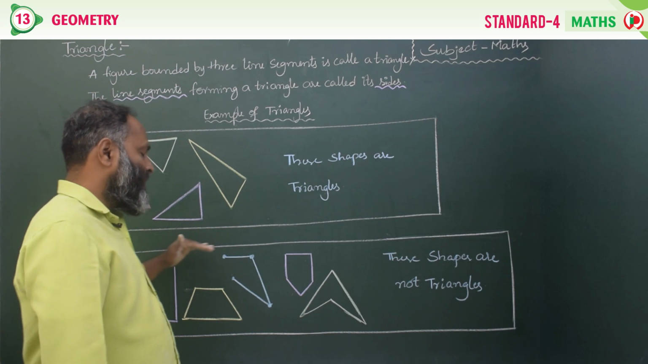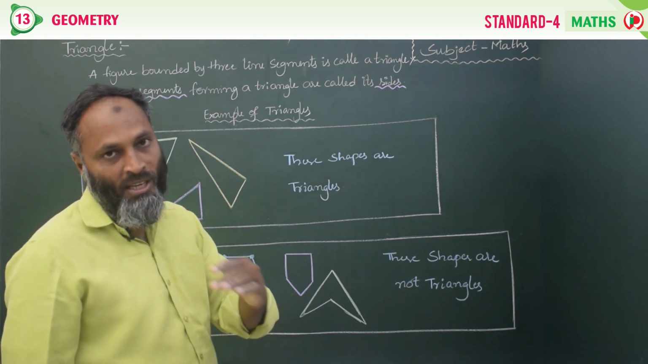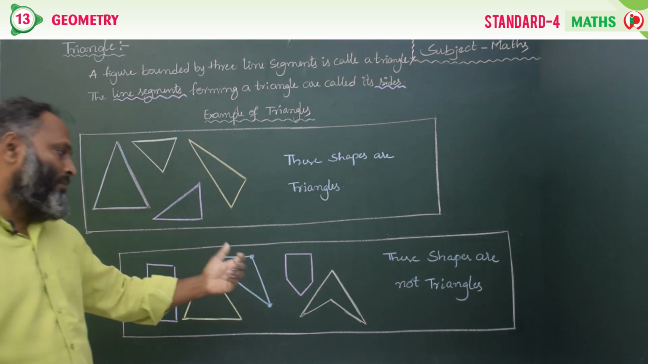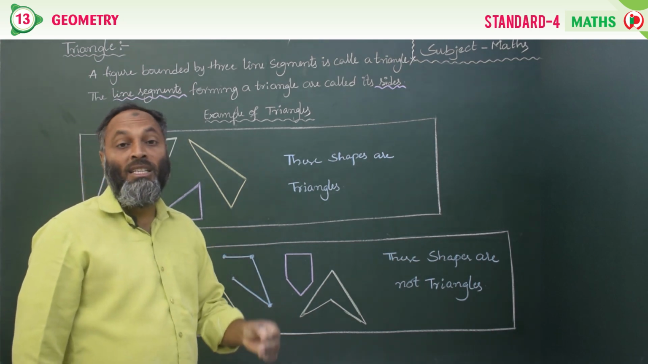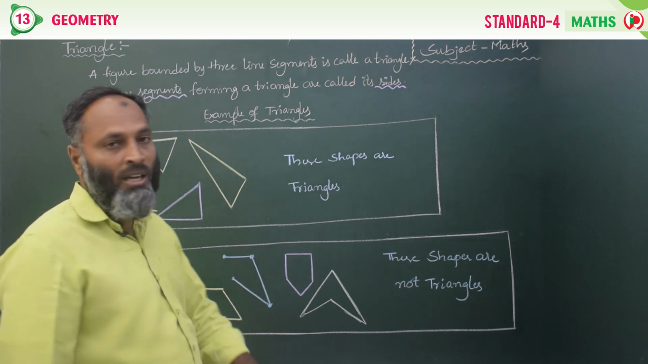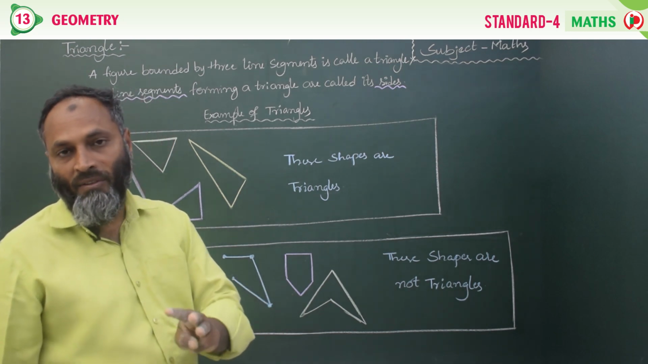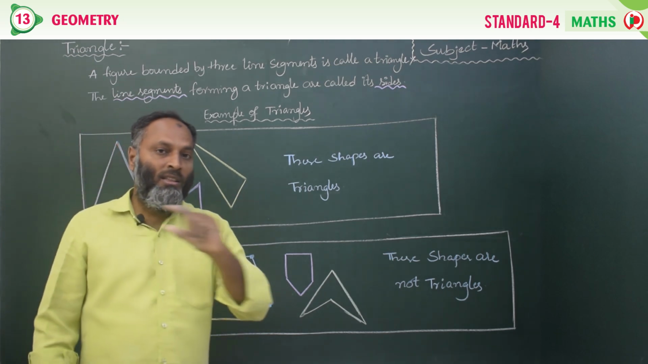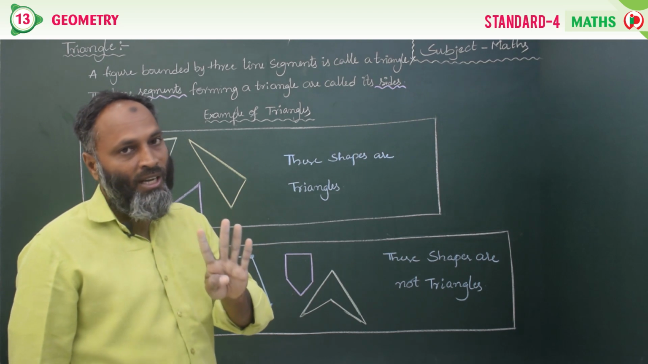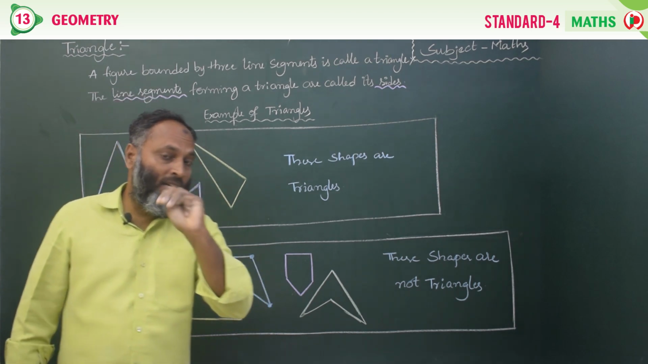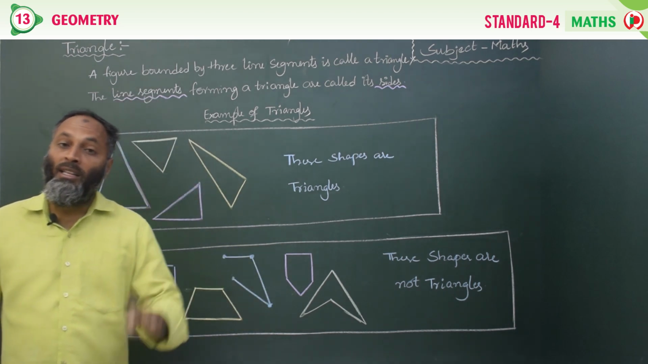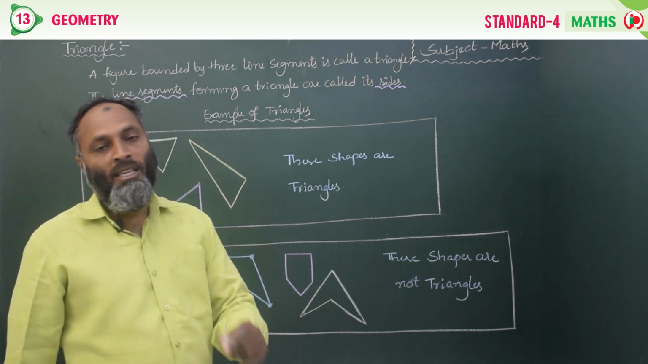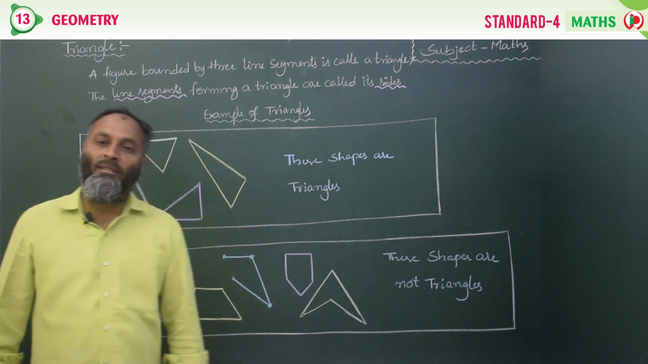Why? Some of the figures are bounded with 4 line segments, some with 5 line segments, and some are open figures. So these are not triangles. Triangles have only 3 sides. The figure bounded with 3 line segments is called a triangle. The 3 line segments are called the sides of the triangle. Okay, students?